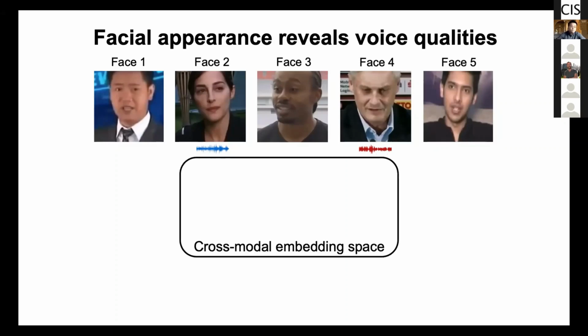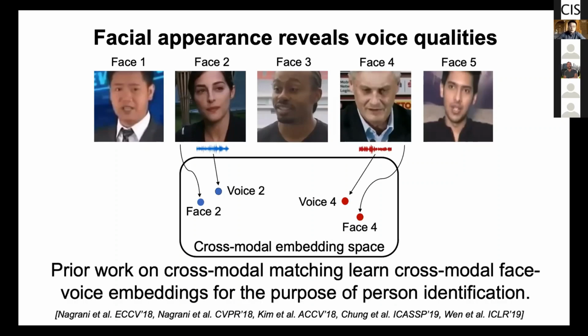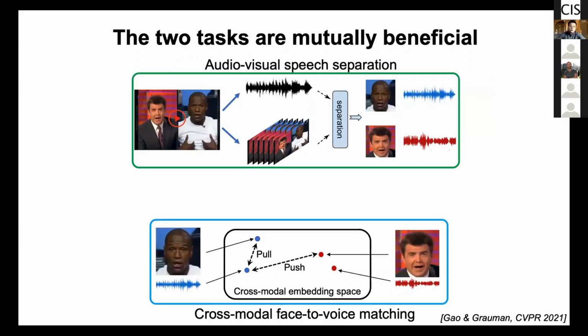So if we have a cross-modal embedding space, imagine for the second speaker, the face and the voice embeddings should be embedded close in the cross-modal embedding space, and far away from the embeddings of a different speaker. Prior work on this cross-modal matching learned cross-modal face-voice embeddings for the purpose of person identification. Differently, our goal is to do audio-visual speech separation, and we find that these two tasks are mutually beneficial.